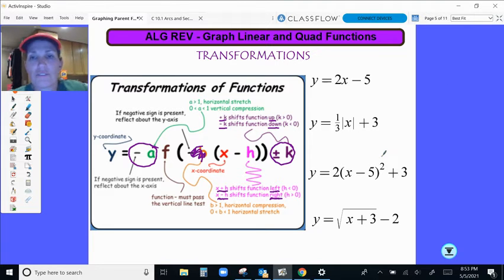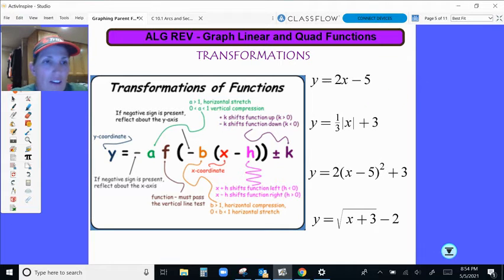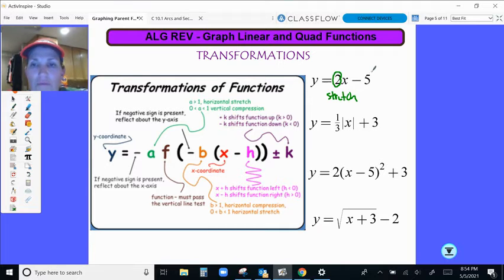And so here we have a stretch of 2, and it's going to shift down 5. Actually, I'm going to go ahead and do this. Let me do this here. So we have a stretch of 2. We'll talk about what that means in a minute. And then we have a shift vertically. Oh, it didn't do my proper color. We have a shift up 5.